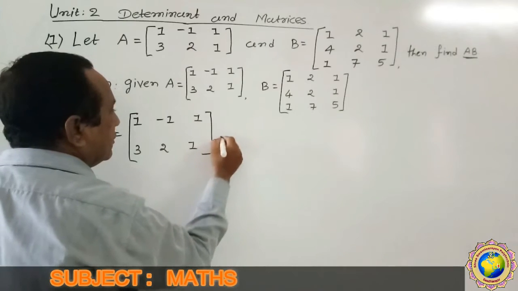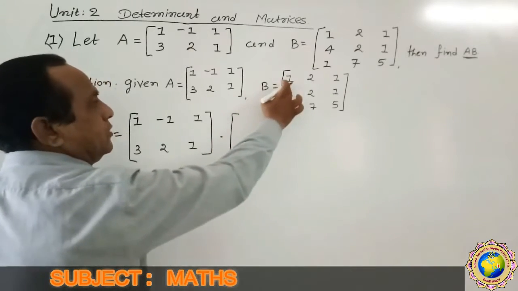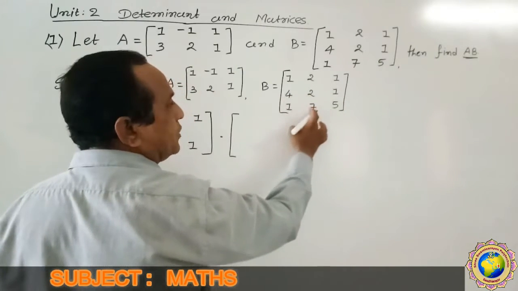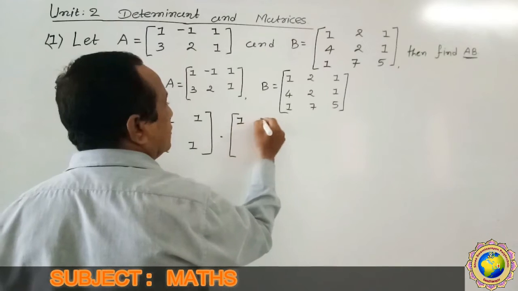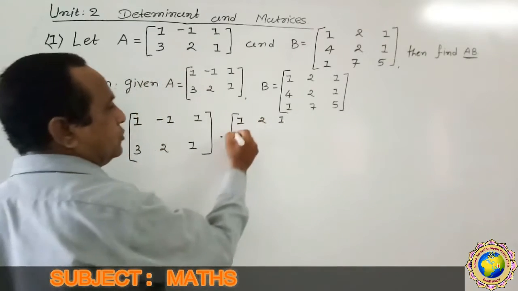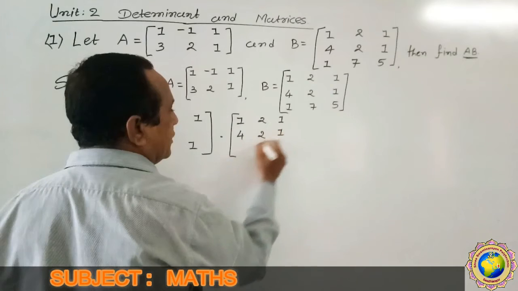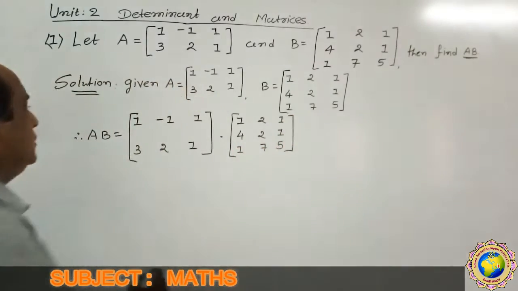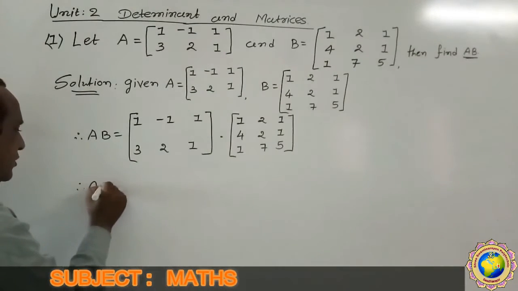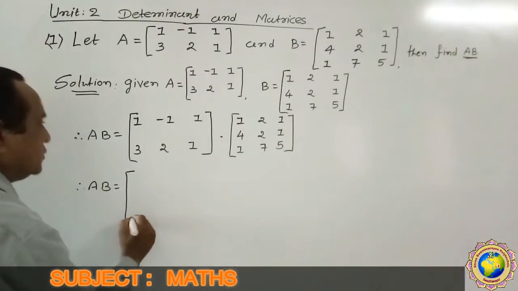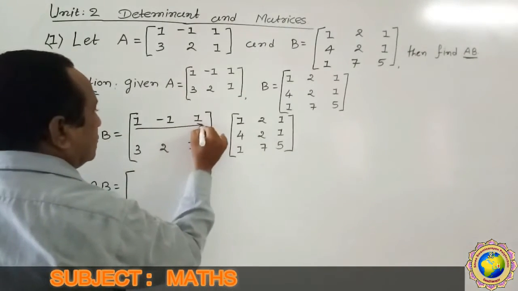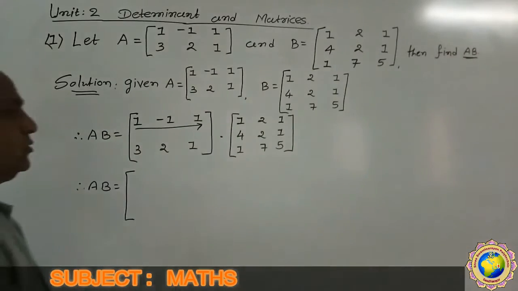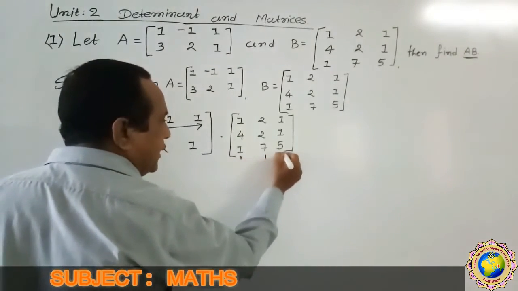Multiplied by B, which is first row 1 2 1, second row 4 2 1, and third row 1 7 5. So AB is equal to, first write down the matrix: first row 1 time, 2 times, and 3 times.